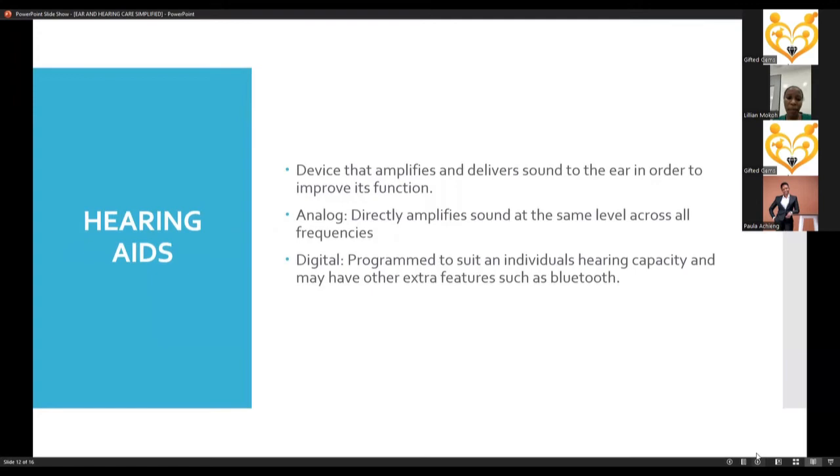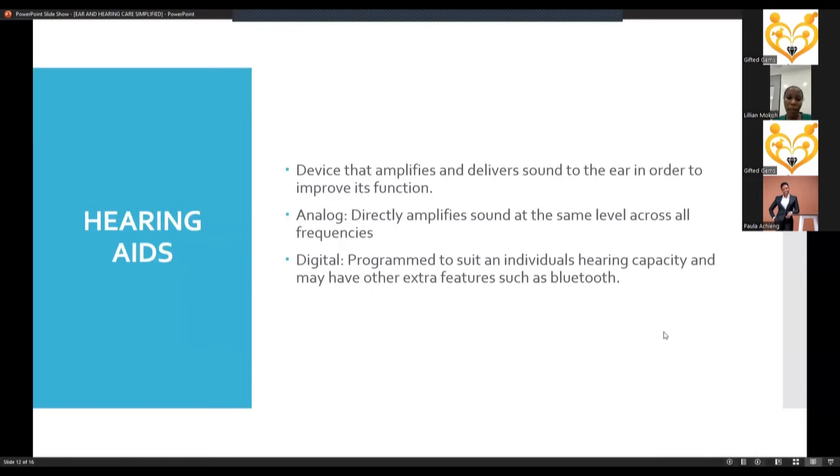So that even if your middle ear is working, the sound you receive is made louder, so that your ear is able to perceive and translate that sound to the brain. You can either have an analog one that just directly amplifies sound, or a digital one, meaning it is programmed to suit your type of hearing capacity. It can also have special features such as Bluetooth, so that you can answer your phone with it and listen to the TV with it. So that is what we mean by analog and digital.